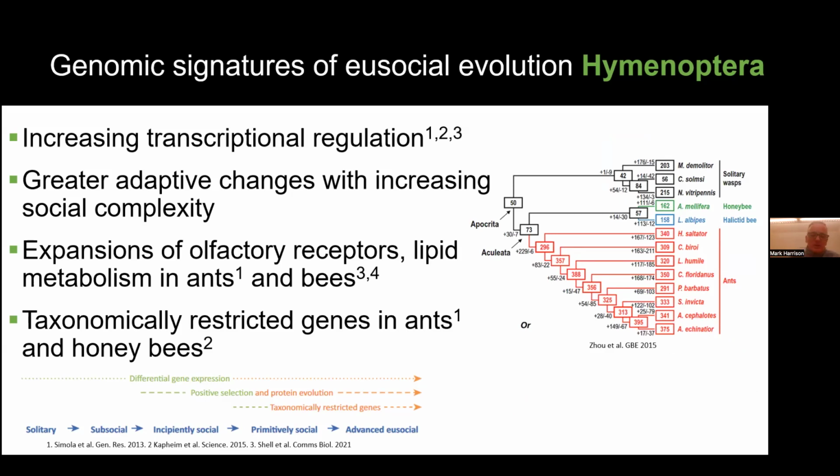And supporting the additional expectation in this Rehan and Toth paper, there's also evidence for taxonomically restricted genes becoming more important in ants and in honeybees compared to non-social species.